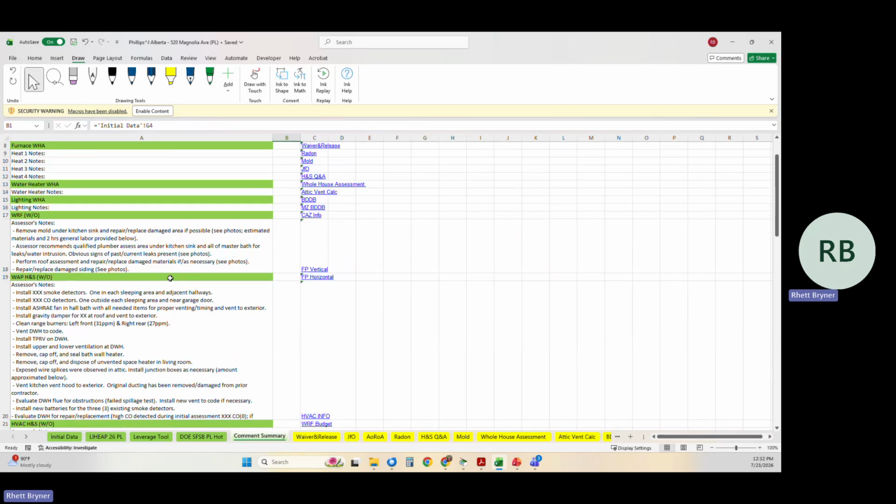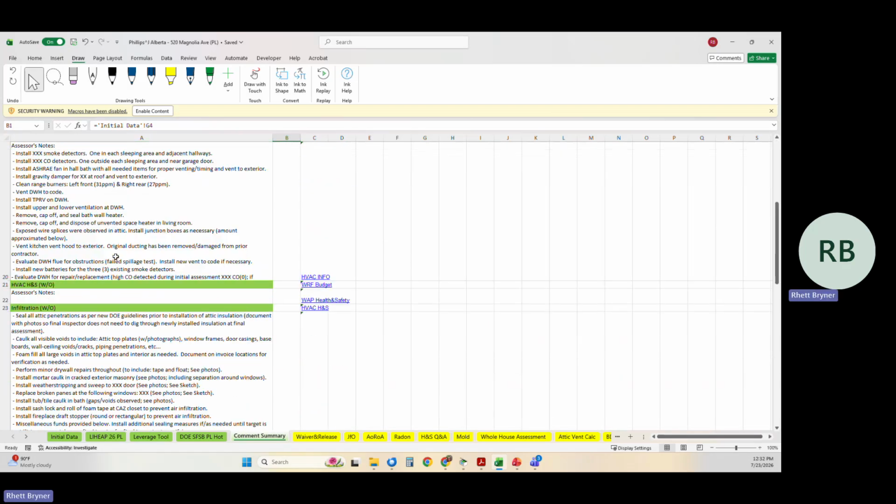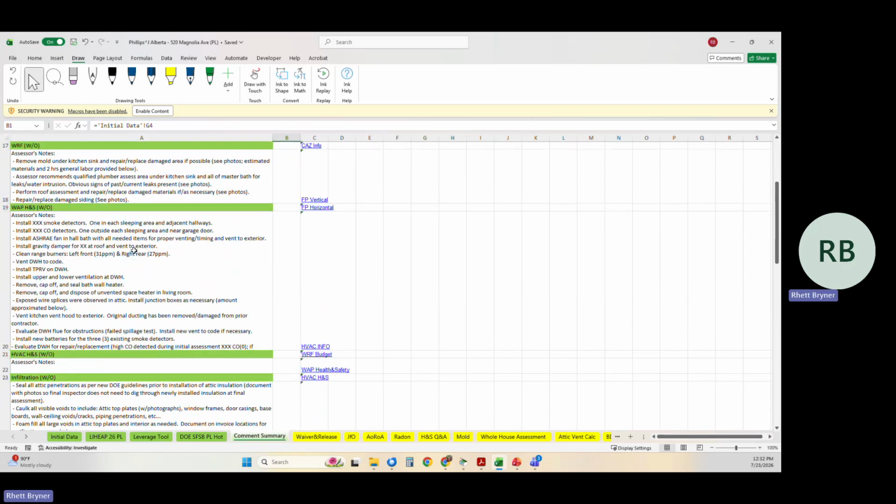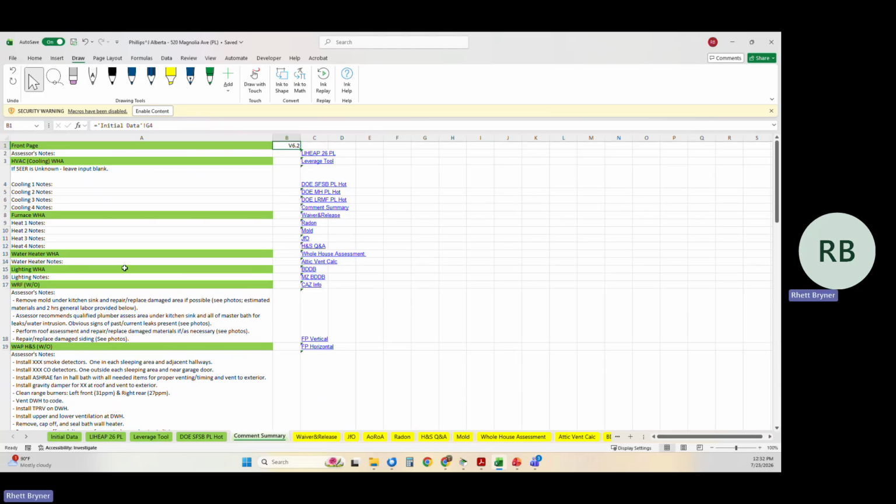Next, again, another summary. Don't worry about all this. A lot of this is all the notes that you're going to enter in the work order at the end of the report. So don't worry about these too much right now. All right, so that's the initial data, these light green tabs at the front.